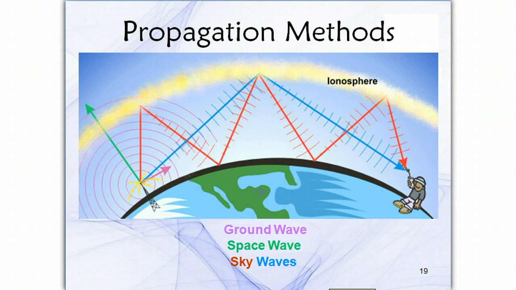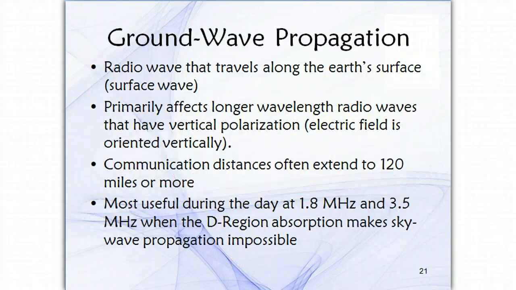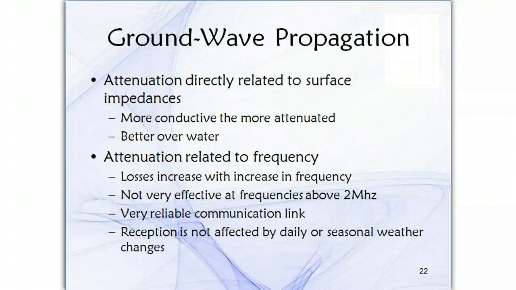We also have the space wave or line of sight, the green arrow. That would be up in the VHF and UHF spectrum. As the radio signal is transmitted, some of the signal will escape the Earth through the ionosphere and go directly from one point to another, or be reflected by objects on the ground. This is a line of sight type of wave.